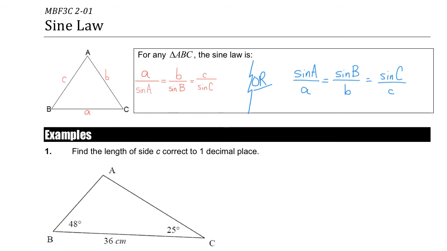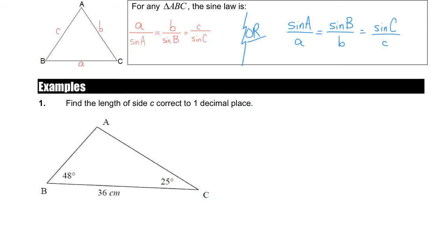So I'm going to show you some examples of how to use the sine law to solve for side lengths and then also for solving angles. Example 1. Find the length of side c correct to 1 decimal place. So where's side c? Well, here's angle C, so the opposite side is side c. That's the side length that we're looking for.